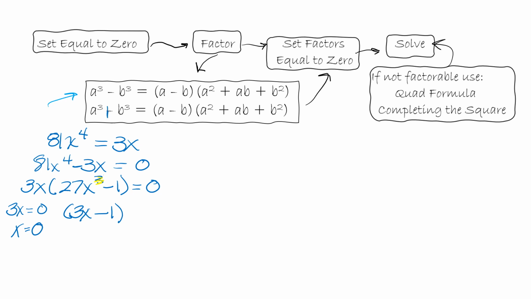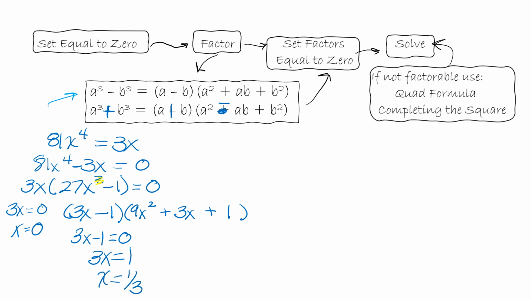So same sign. Oops. This should be a plus, minus. So same sign, opposite, always positive. So 3x squared is 9x squared. Multiply, I get 3x, and square the last term, I get 1. Okay. So now 3x minus 1 equals 0. So 3x equals 1. And then if I divide by 3, x equals 1/3.